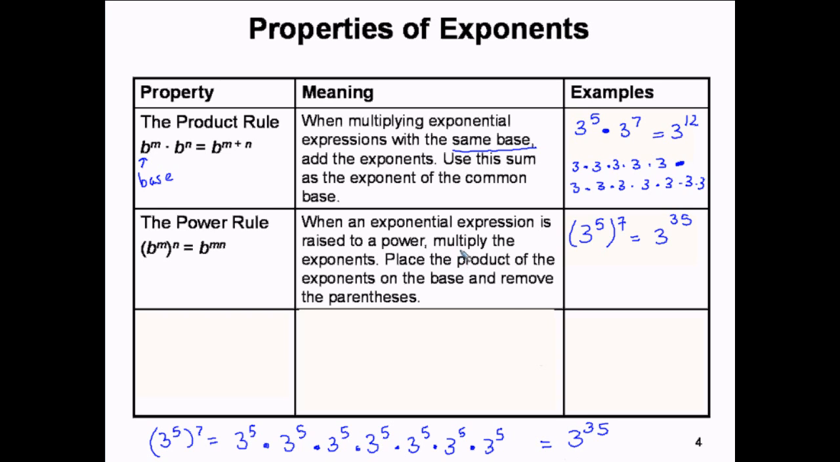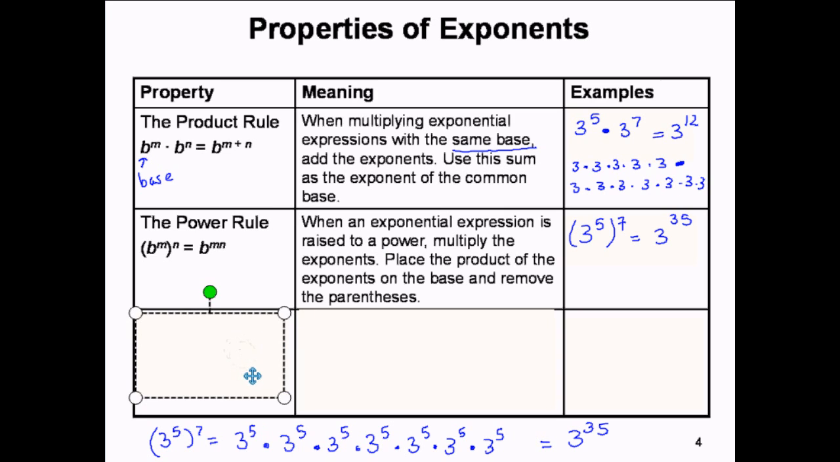Now the way you tell the difference between these two, here I have 2 bases, here I have 1 base. So if you have the 2 bases that are the same, add the exponents. If you have 1 base with 2 exponents, multiply them. Okay.